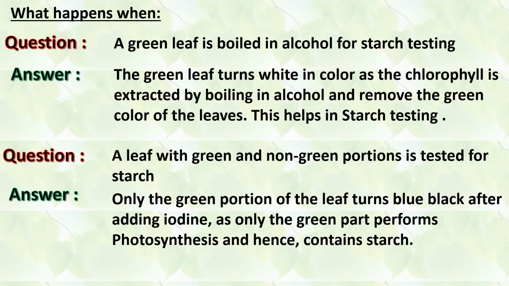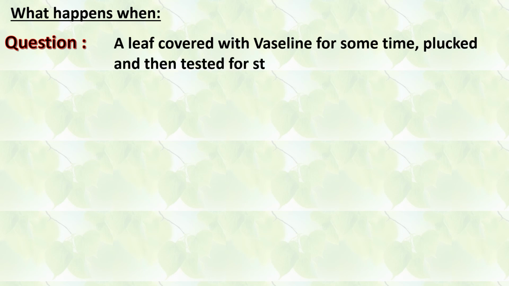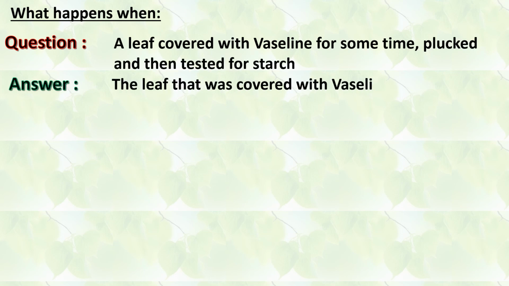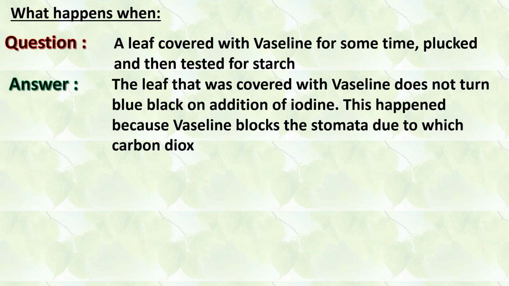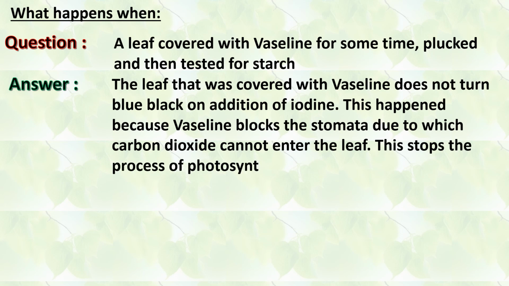and hence contains starch. Question: what happens when a leaf covered with vaseline for some time, plucked and then tested for starch? Answer: the leaf that was covered with vaseline does not turn blue-black on addition of iodine. This happened because vaseline blocks the stomata due to which carbon dioxide cannot enter the leaf. This stops the process of photosynthesis.